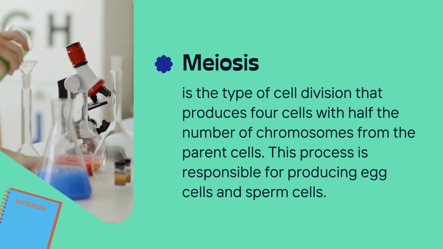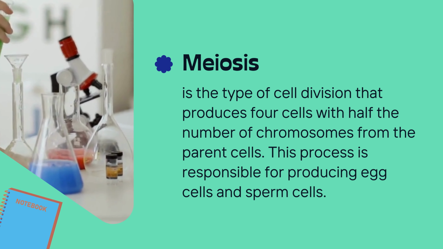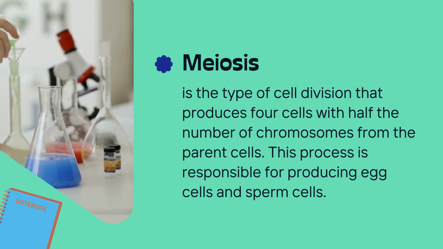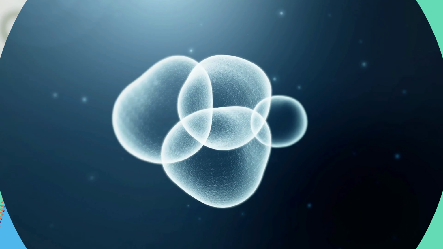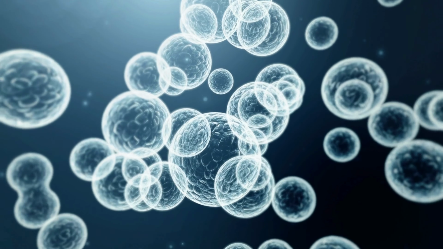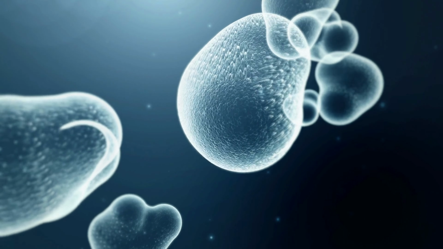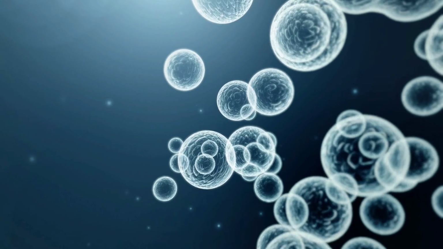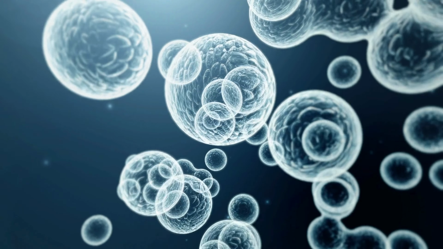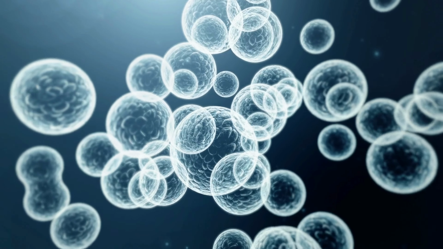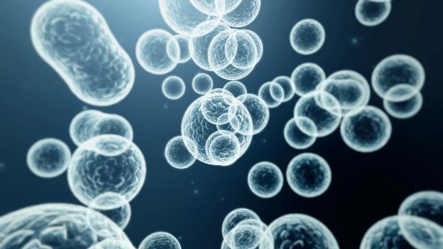Meiosis. Meiosis is a specialized form of cell division that occurs in germ cells, which are responsible for producing gametes, sperm and egg cells, in sexually reproducing organisms. Unlike mitosis, which results in the production of identical daughter cells, meiosis involves two rounds of division, resulting in four daughter cells with half the number of chromosomes as the parent cell. Here's a detailed breakdown of meiosis.